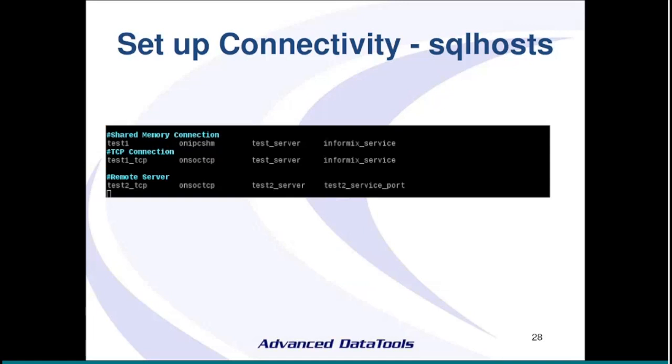The second one is our TCP connection. It is our server alias for test1 TCP. And then we have the same settings. And the third one is showing an example of what a remote system would be. If we have test2 running on another server, we can have it connect out to that. So we now have sqlhosts. That's all we had to do.